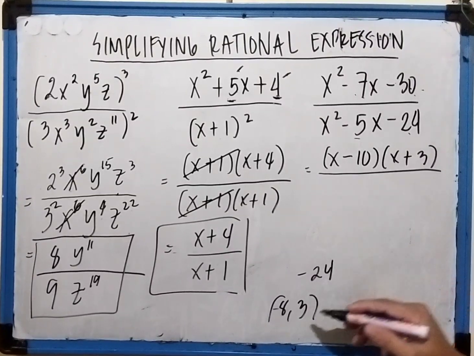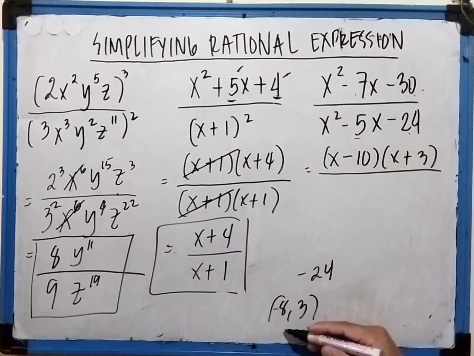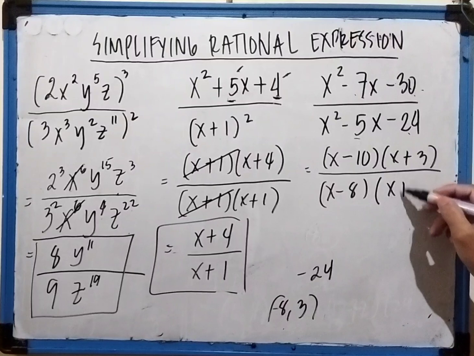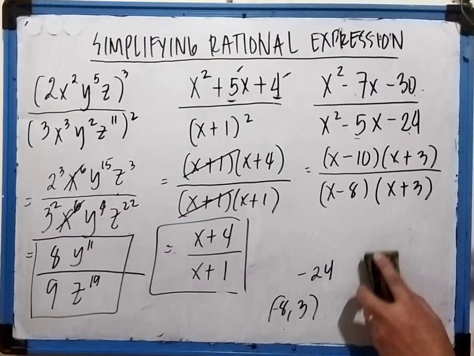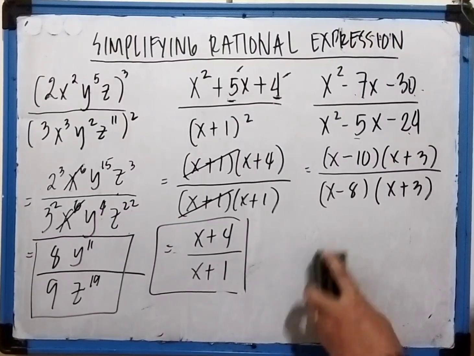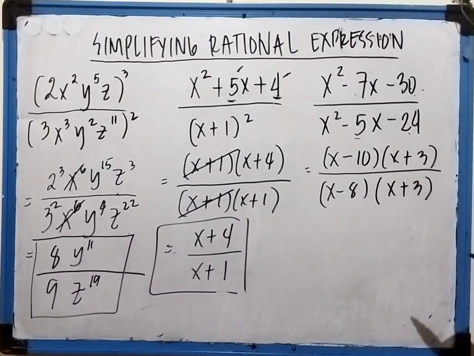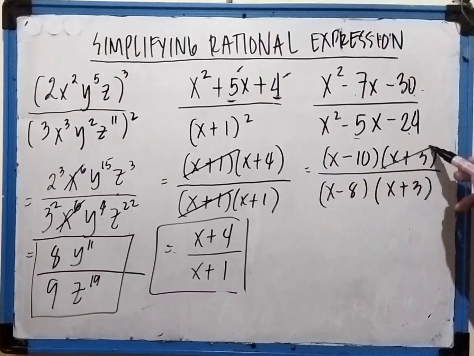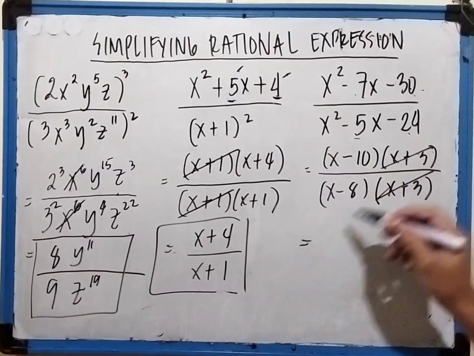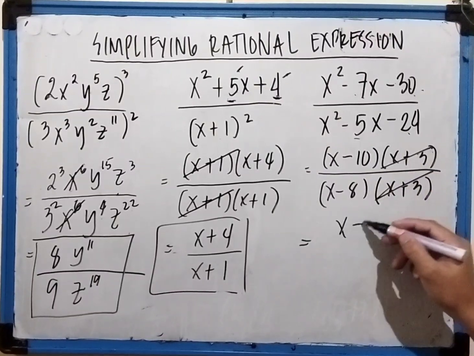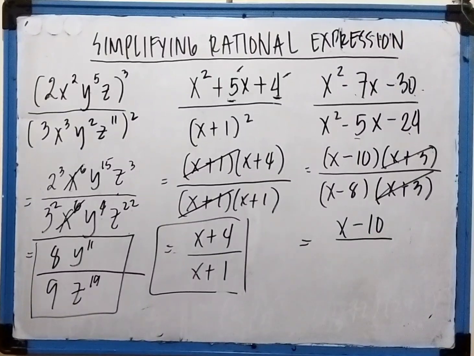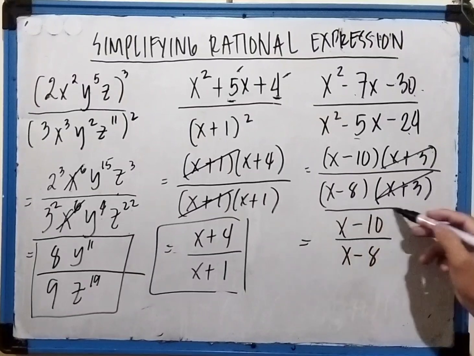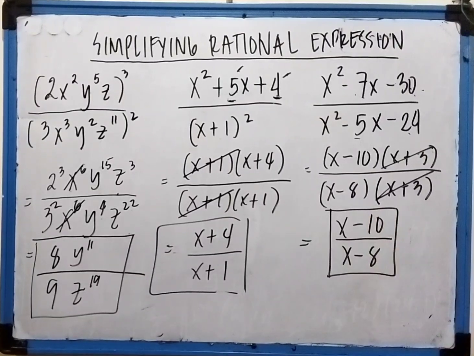So, ang factor nitong nasa denominator natin is x minus 8 and then x plus 3. Which has now, meron po tayong pareho na term na makikita sa numerator and denominator, which is x plus 3. So, cancel lang natin ito, or just this is equal to 1. So, magiging final answer natin will be x minus 10 over x minus 8. This is now your final answer.